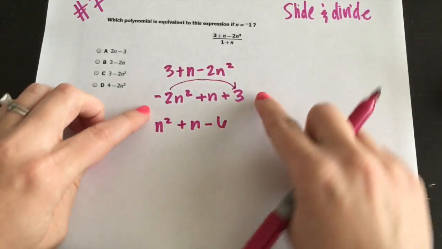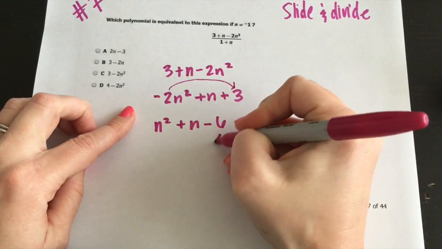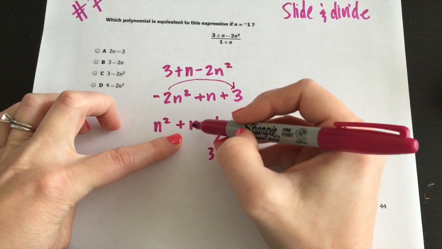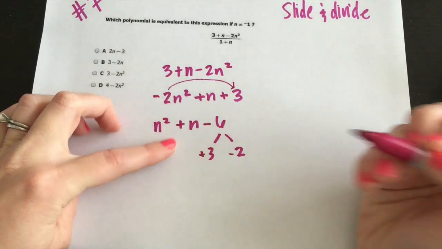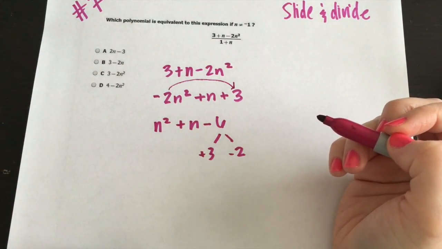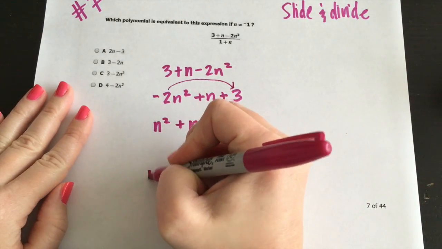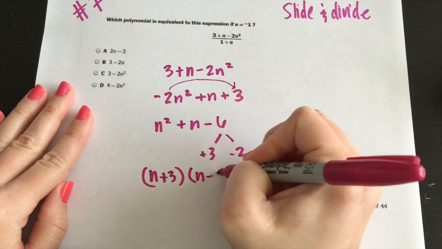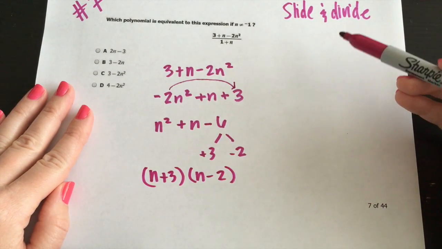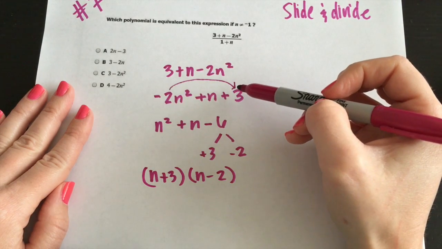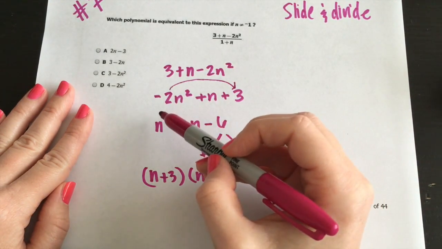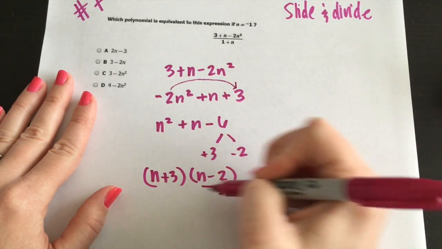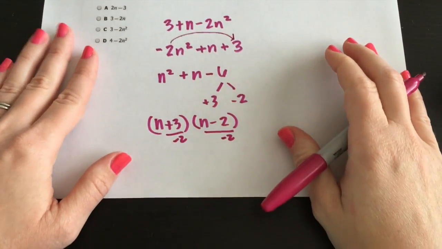This is nicer looking than it was. We know 6 can break down to 3 and 2. We know we need the middle number to be positive, so 3 needs to be positive and 2 needs to be negative. That means our factors are n plus 3 and n minus 2. This method is called slide and divide. We slid up here, so we have to divide down here. Whatever you multiply by up here, you have to divide by down here. Divide by negative 2, divide by negative 2.